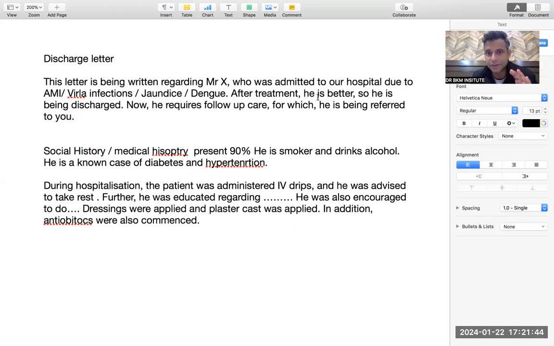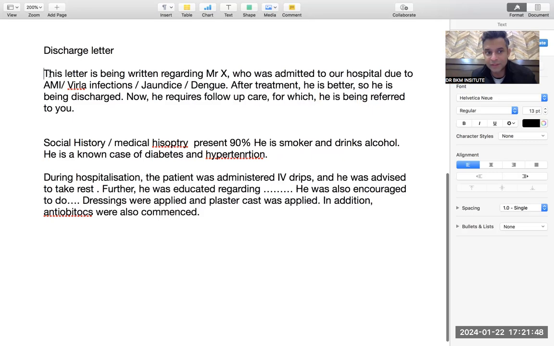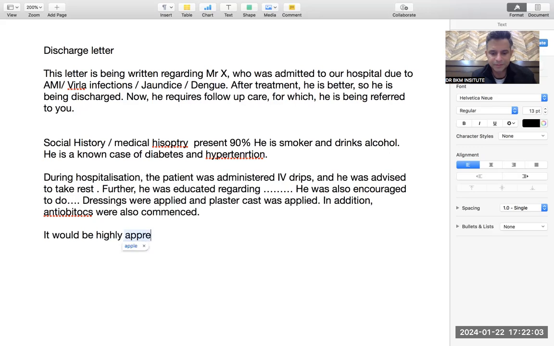Last paragraph, discharge letter. Now this is a pattern. Like the first paragraph is a pattern. Second paragraph depends upon present or past. Third paragraph, most of the times past, was, were, third form. And the last paragraph, this is how you start the last paragraph. It would be highly appreciated if you could. So please understand, don't mug it up.